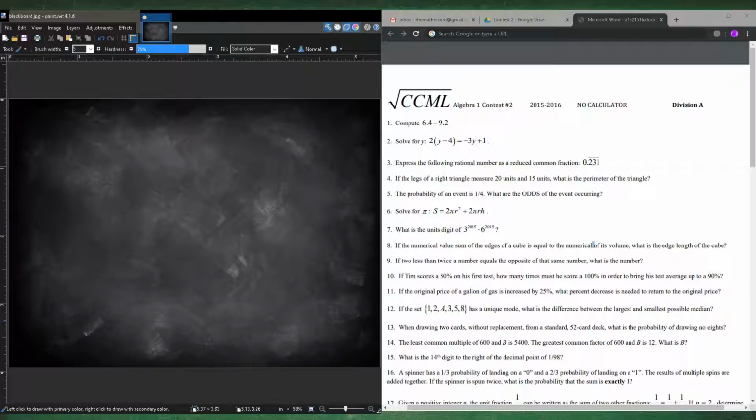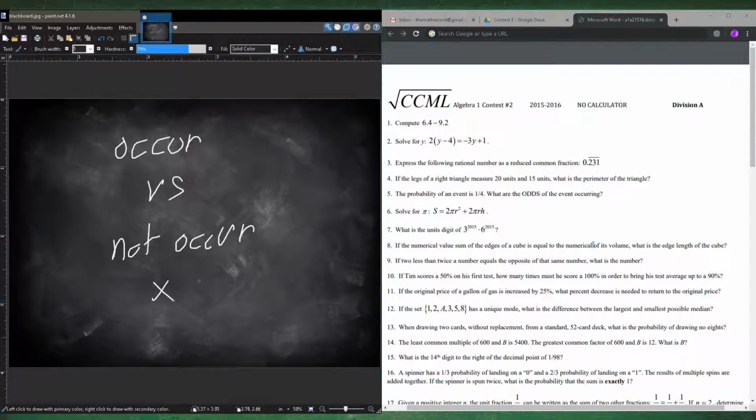Okay, that was question 4. Question 5. The probability of an event is 1/4. What are the odds of the event occurring? Okay, so the probability of the event is 1 out of 4, right? So the odds of it occurring is the odds of it occurring versus it not occurring. So it occurs versus not occurs.